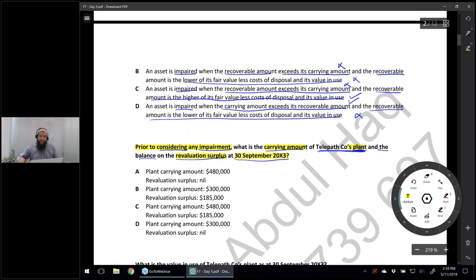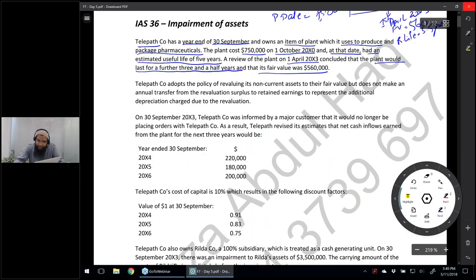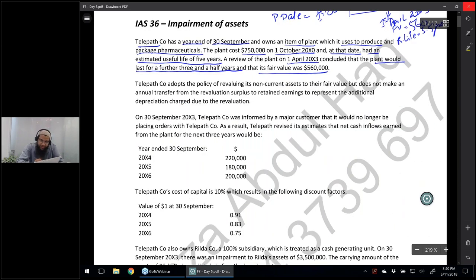Now the question further says that Telepath company adopts the policy of revaluing its non-current assets to their fair values but does not make an annual transfer from revaluation surplus to retained earnings to represent the additional depreciation charge due to the revaluation. So we do not make any transfer from revaluation surplus to retained earnings.